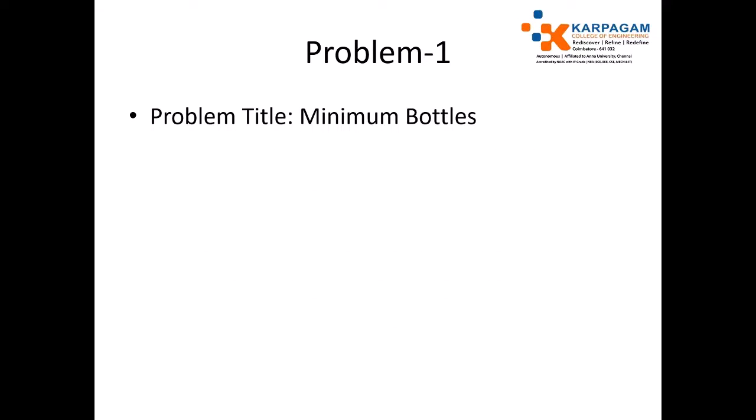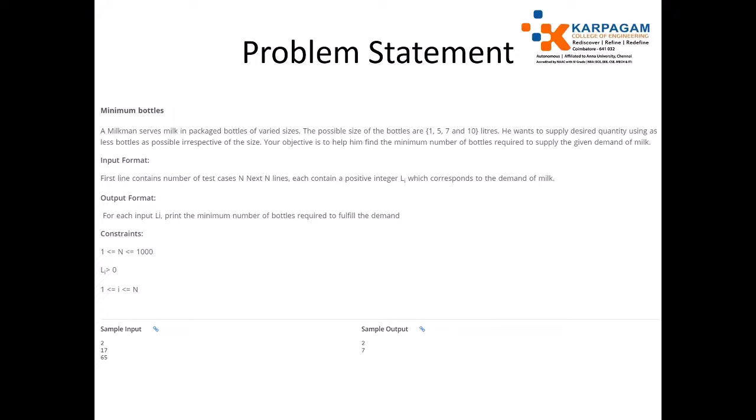Start with the first problem. Problem title is minimum bottles. In the problem statement, a milkman serves milk packaged in bottles of varied sizes. The possible sizes of the bottles are 1, 5, 7 and 10 liters. He wants to supply the desired quantity using as few bottles as possible, irrespective of the size. Your objective is to help him find the number of bottles required to supply the given demand of milk. So you have to use the minimum number of bottles to supply the given demand of milk.